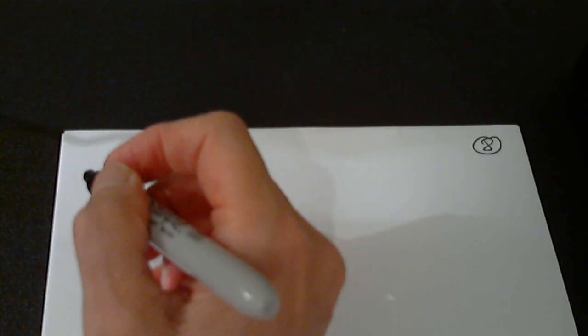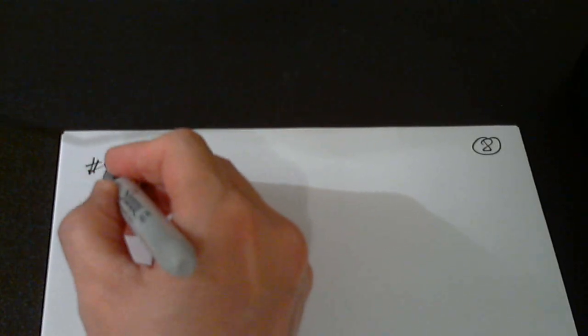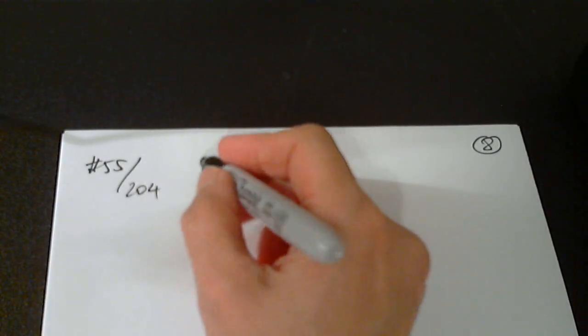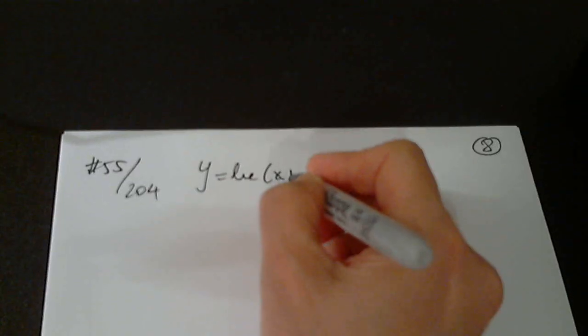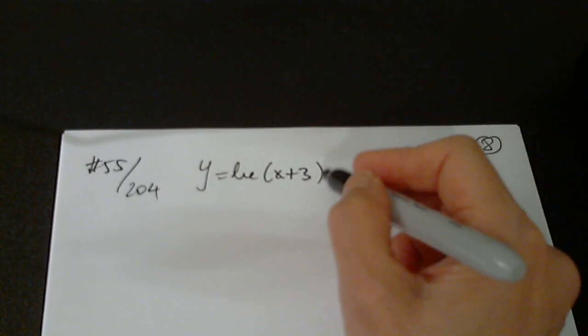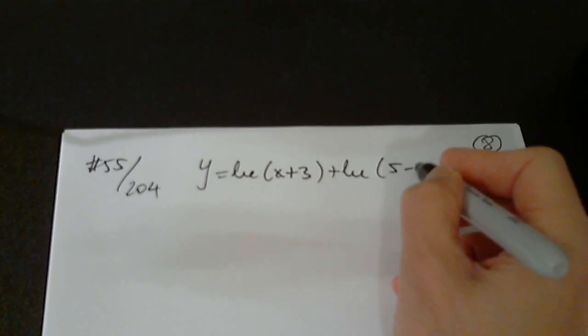Allow me to choose one, and then you can choose the next one. I would like to choose 55. And then you choose the next. This is page 8. Perfect. So 55. And this is on page 204. y equals natural log of x plus 3 plus natural log of 5 minus x.